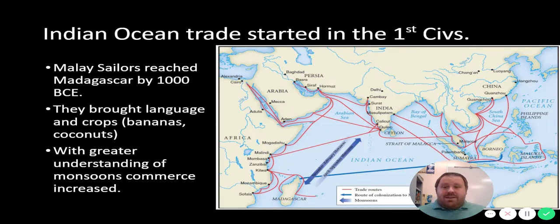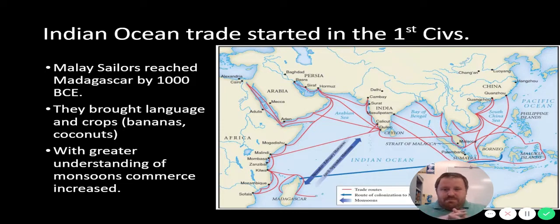And we know that they made it because you can find the Malay language in Madagascar pretty early. They brought crops. You find bananas and coconuts from this time period, and those are not original to Madagascar, but they are original to Borneo, where the Malay sailors came from.